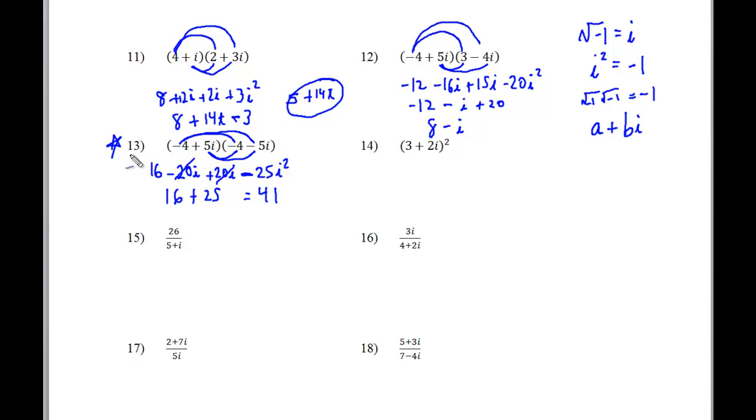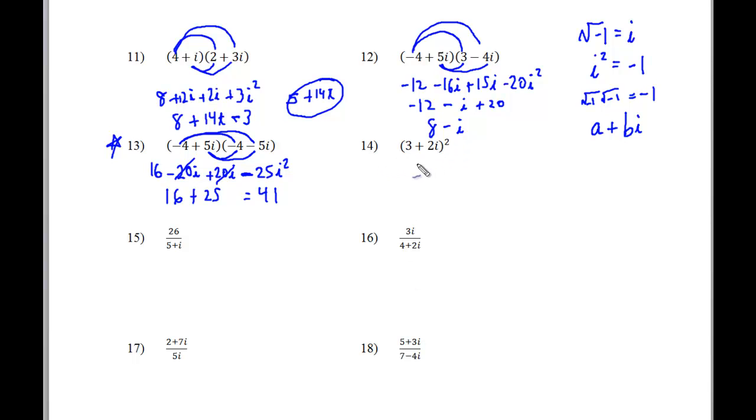Now, the reason why 13 gets a star by it is because we need that for 15, 16, and 18, because we cannot have this in the denominator. We cannot have an i in the denominator, which is the square root of -1. And since i is a square root of -1, this violates the third rule of simplification, which says that we cannot have radicals in the denominator.